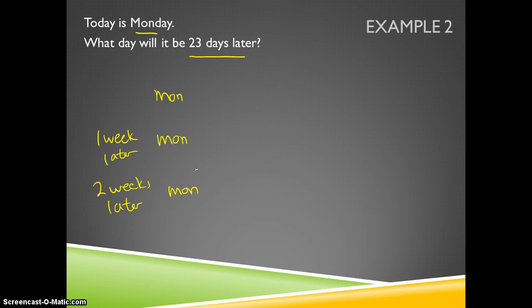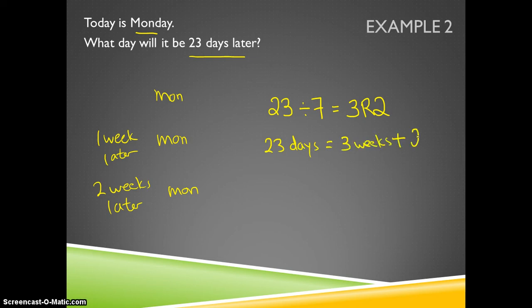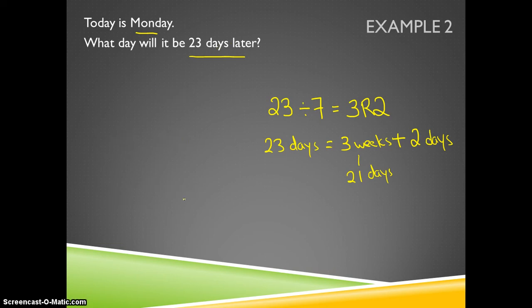So since there are 7 days in a week, what we can do is take 23 days, divide by 7. What I'm trying to do is to find out how many weeks are there. And if you work it out, it will be 3, remainder 2. So that means 23 days is equal to 3 weeks plus 2 days. Correct? Because each week is 7 days, so 3 weeks is actually 21 days. Plus my 2 days, I will get 23 days. Okay, so I'm going to use this same logic, the same concept to help me. Let me erase this first, and then we can start.